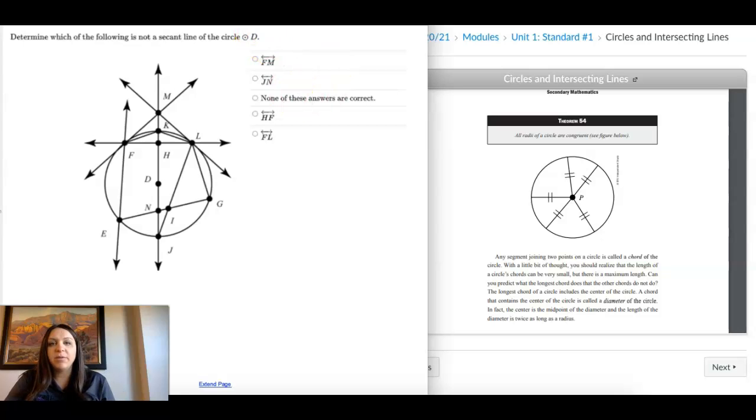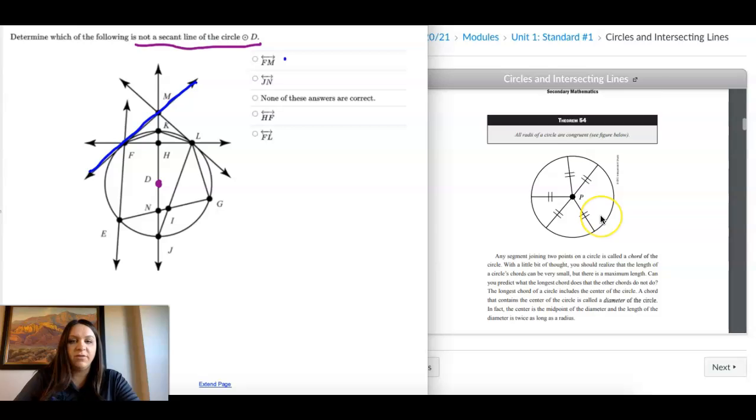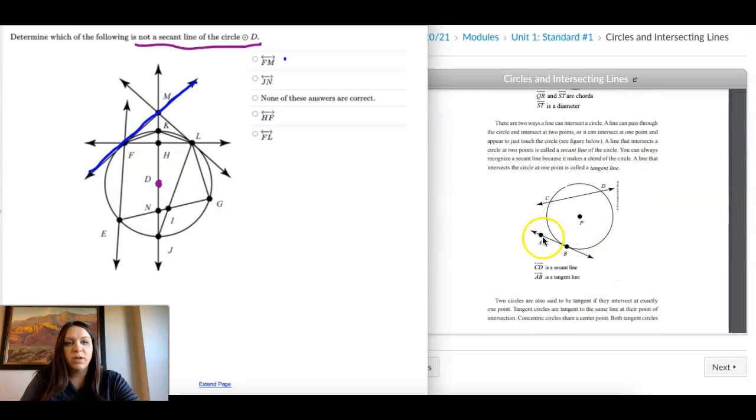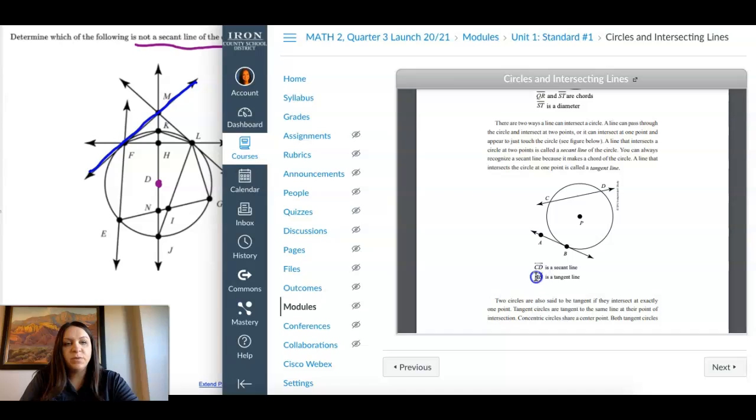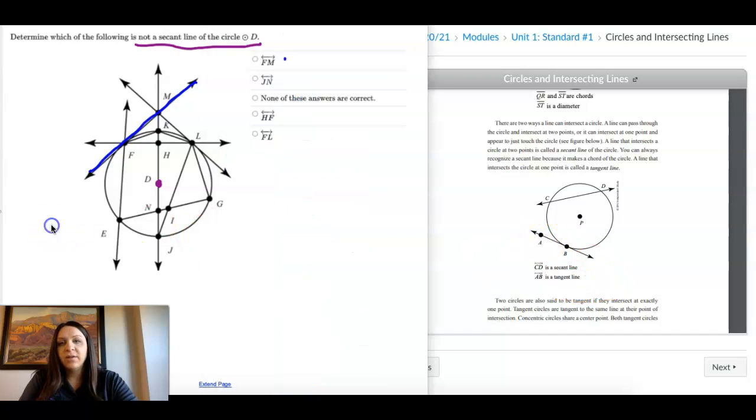So another vocabulary word is secant line. Which one is not a secant line of the circle D? It's called circle D because D is the center. So F to M. If we go look over at our notes, look at AB right here. When it just hits the circle one time on the edge and then goes through on the outside, that's called a tangent line. So this is a tangent line.